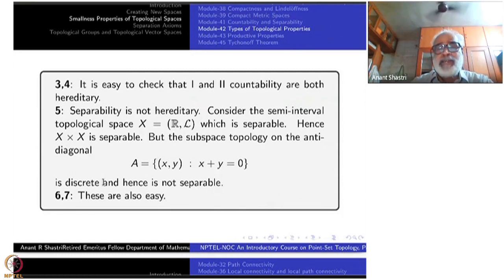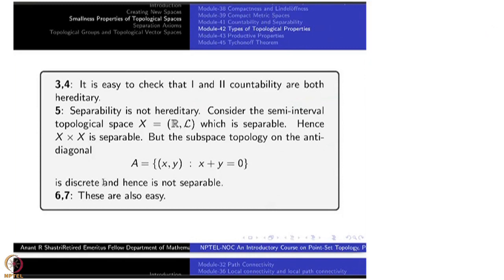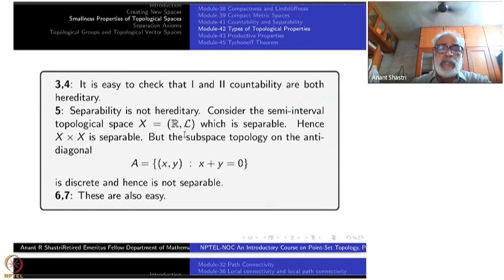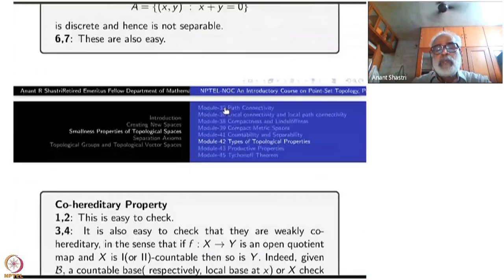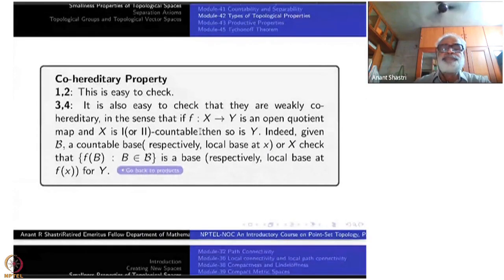A discrete topology on an uncountable set, right? So that cannot be separable. This example is quite peculiar. I will use it again in the next chapter. So as I have pointed out, connectivity and path connectivity are not hereditary, that's seen easily. Now let's go to co-hereditariness.